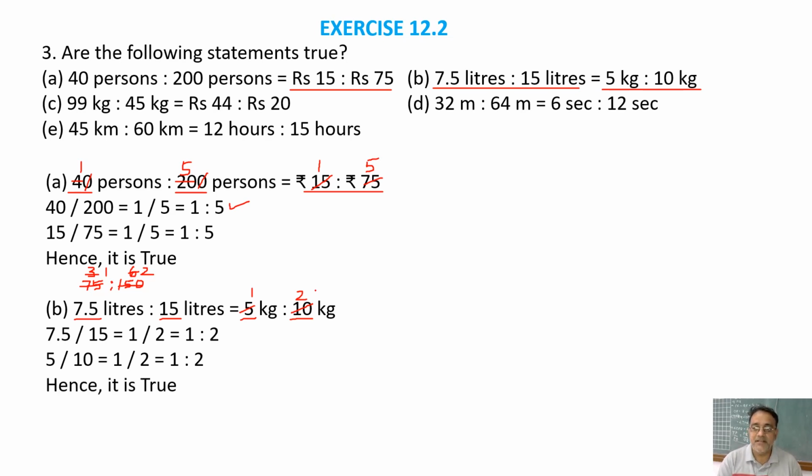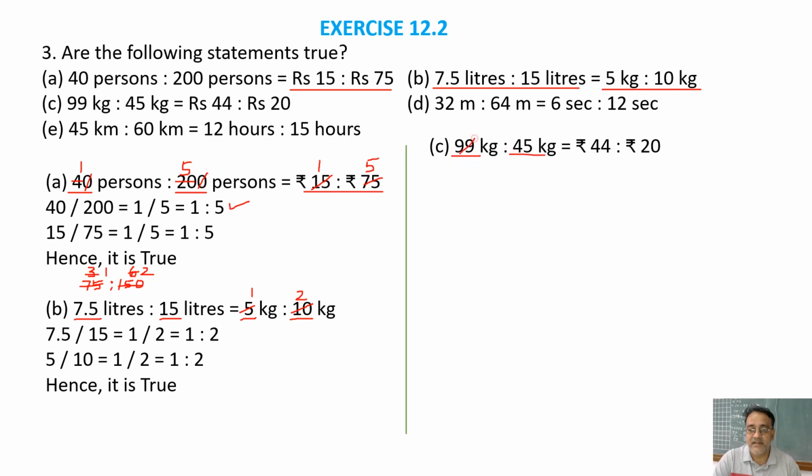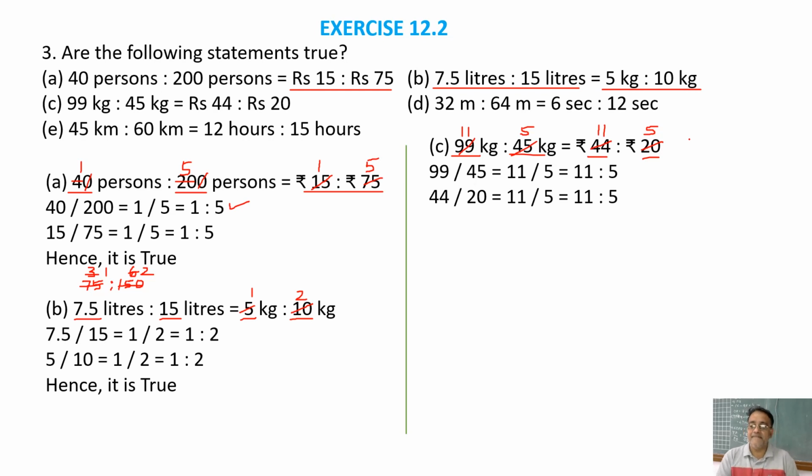चलो अभी सी बिट पे आते हैं हम लोग. 99 kg is to 45 kg, दोनों को 9 से डिवाइड करो. 9 11s are 99 and 9 5s are 45. ठीक है, so we are getting 11 by 5, that is 11 is to 5. ठीक है, इन दोनों को 4 से डिवाइड करो. 4 into 11, 44 होता है और 4 5s are 20. So we are getting the same ratio 11 by 5, that is 11 is to 5. So that means the ratios are equal, hence it is true.